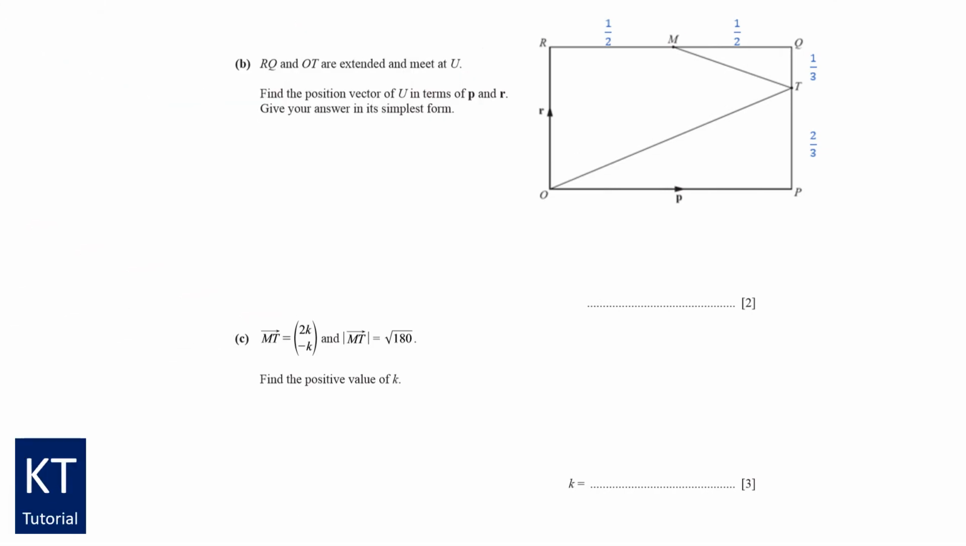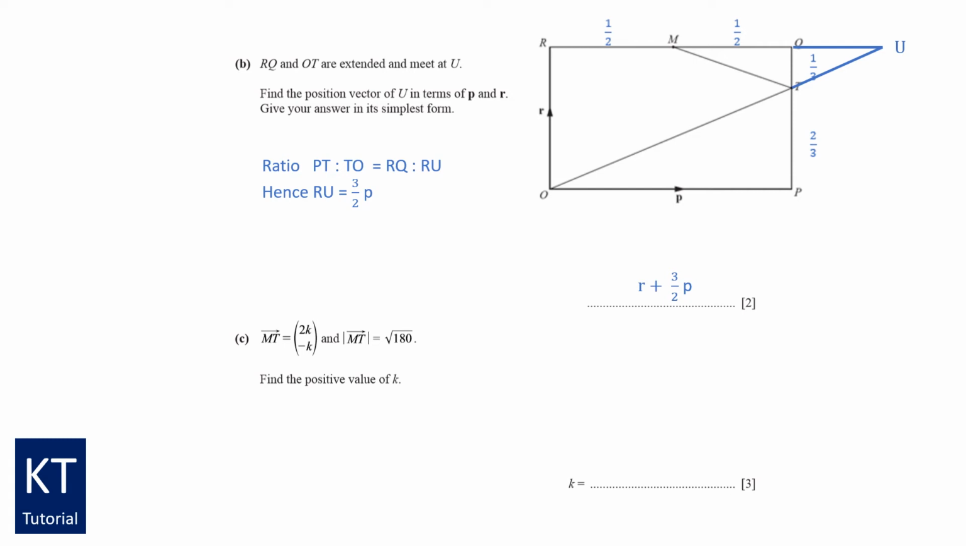Question 6b. RQ and OT are extended and meet at U. Find the position vector of U in terms of p and r. Give your answer in its simplest form. With the ratio of PT to TQ being equal to RQ to RU, RU is 3 over 2 p. Hence, the required vector is r plus 3 over 2 p.